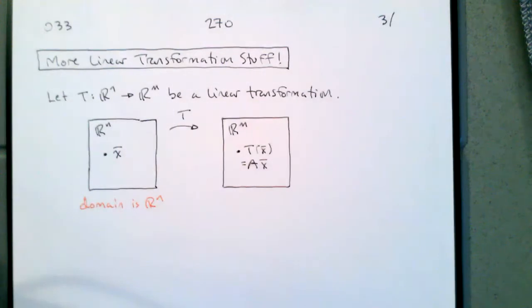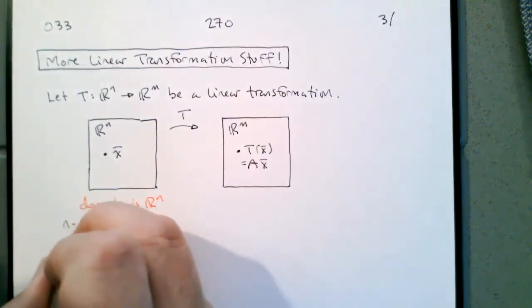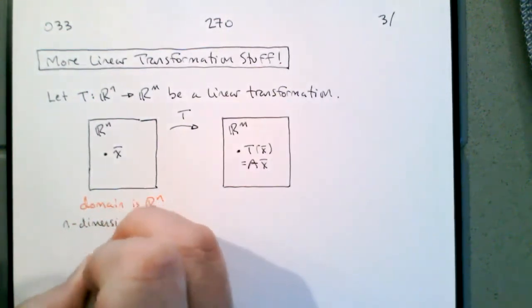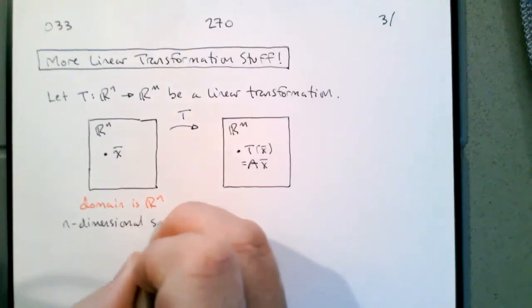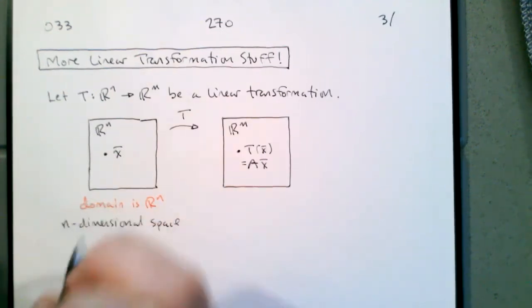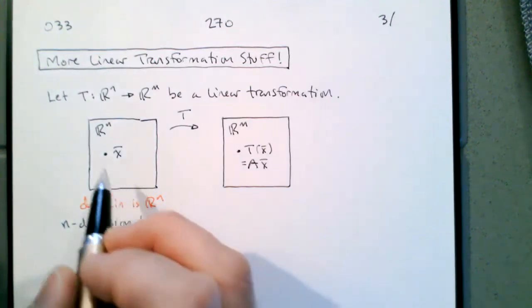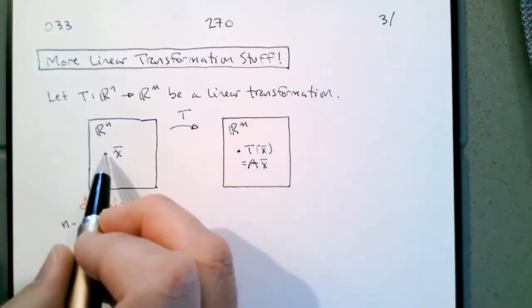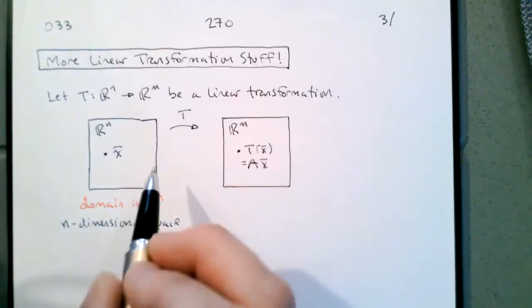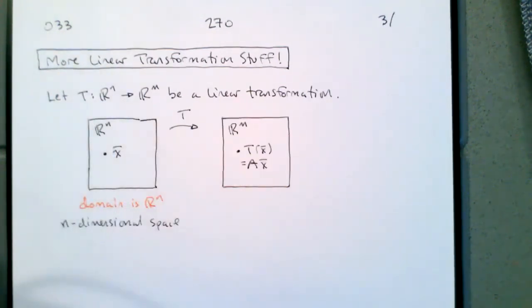So the domain is Rn. We'll refer to Rn as n-dimensional space. We'll say this is n-dimensional. When we say something is n-dimensional, oh yeah, the dot is a vector. We think of it as bird's eye view, so it's a little arrow and it's pointing directly out at the camera. That's why it's not at an angle. So the domain is Rn, or n-dimensional space.